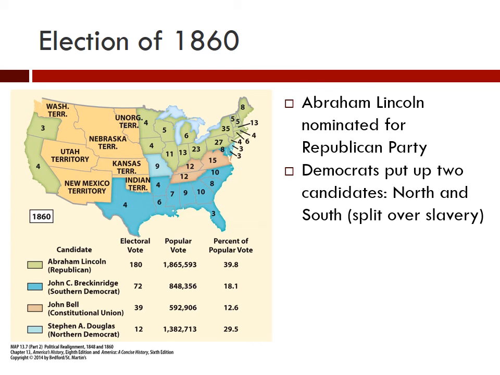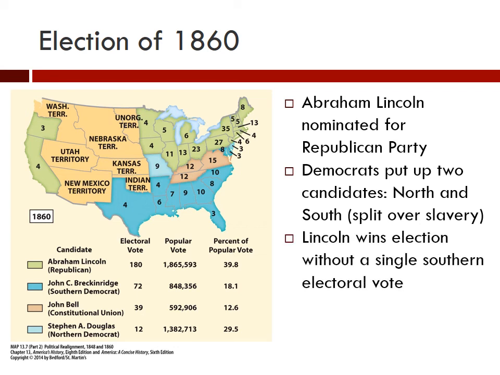Now, the Democrats, they actually nominate two candidates because they couldn't decide which one to nominate. A Northerner and a Southerner, one that was pro-slavery and one that was anti-slavery. So the Southern Democrat is a guy by the name of John C. Breckinridge, and the Northern Democrat is none other than Stephen Douglas. And so the Democrats are split over this. Well, what that does is it splits the vote, so it essentially blocks the Democrats from beating Lincoln.